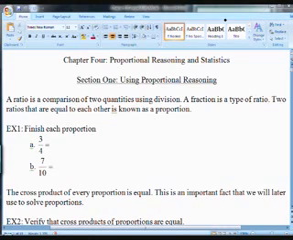Chapter 4, Proportional Reasoning and Statistics, Section 1, Using Proportional Reasoning. Hopefully you've seen proportions in the past, in 7th and 8th grade, and this might not be anything new to you, if you already know how to do them. A ratio is a comparison of two quantities using division. A fraction is a type of ratio. Two ratios that are equal to each other is known as a proportion.